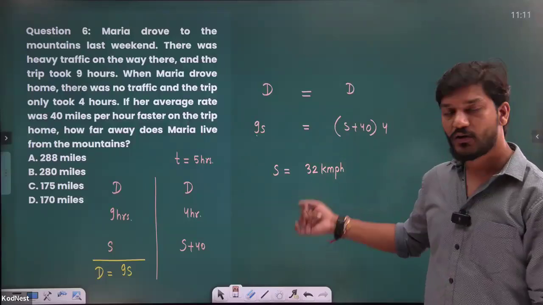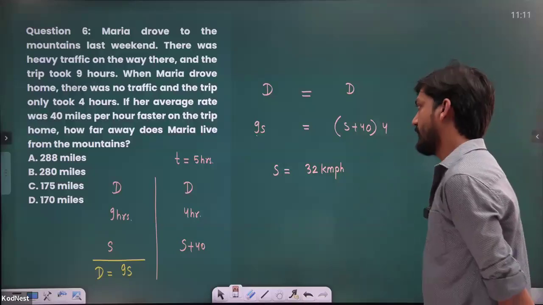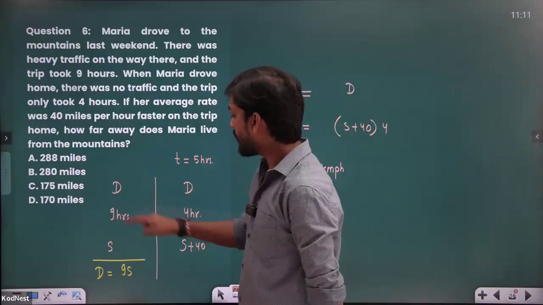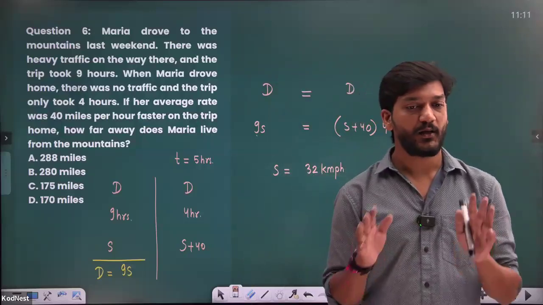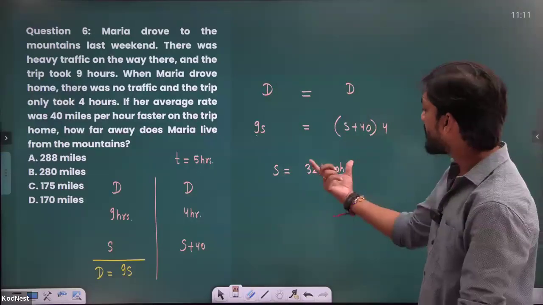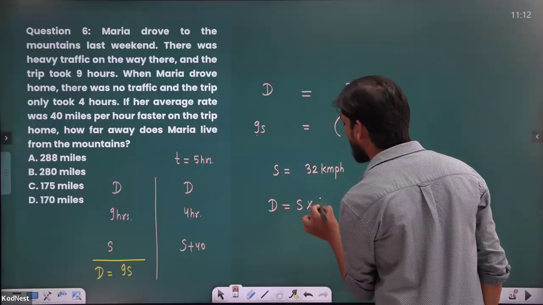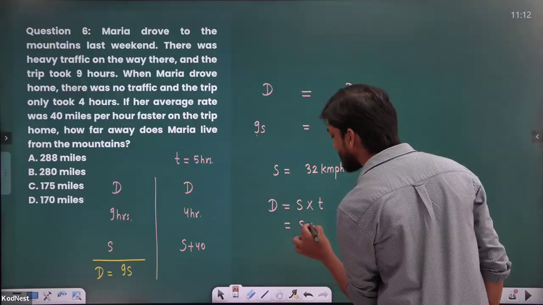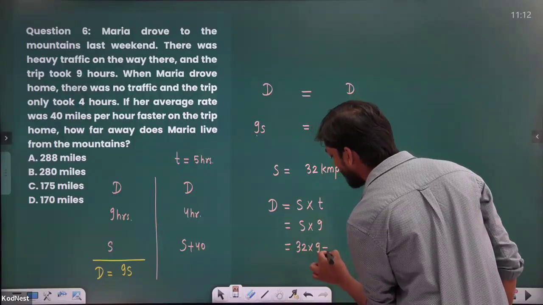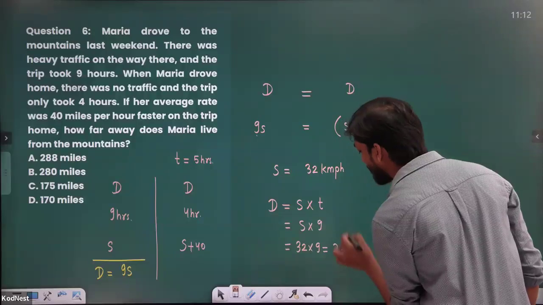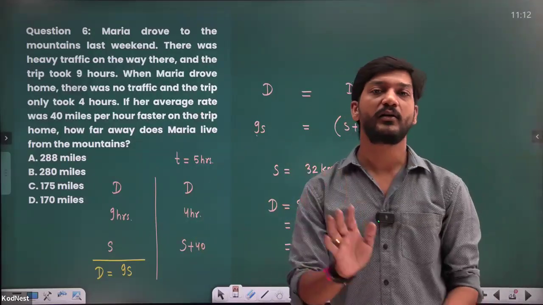So is it better or not? Carefully answer. Distance is speed into time. Here also distance, speed into time. Equate it. By equating this directly, you will get the speed as 32 kmph, and this gives you distance equal to speed into time. That means speed is s, time is 9. So 32 into 9, 288. So carefully understand. Is it clear or not?